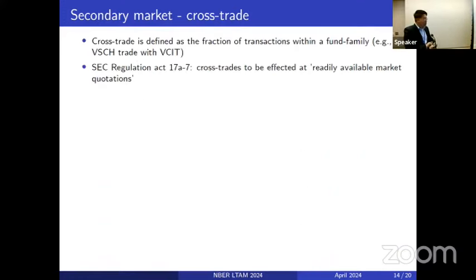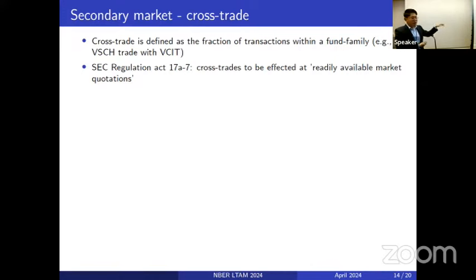So one last thing we want to show in the secondary market is cross trade. Cross trade is defined as transactions happening within a fund family. Cross trade is very important for our setting because, remember, we showed before that Vanguard spans all 3 cutoffs. As a result, when a bond crosses the maturity cutoff, Vanguard doesn't necessarily need to purchase all bonds from the market. Instead, they can just purchase the bonds sold by other funds within the same fund family.